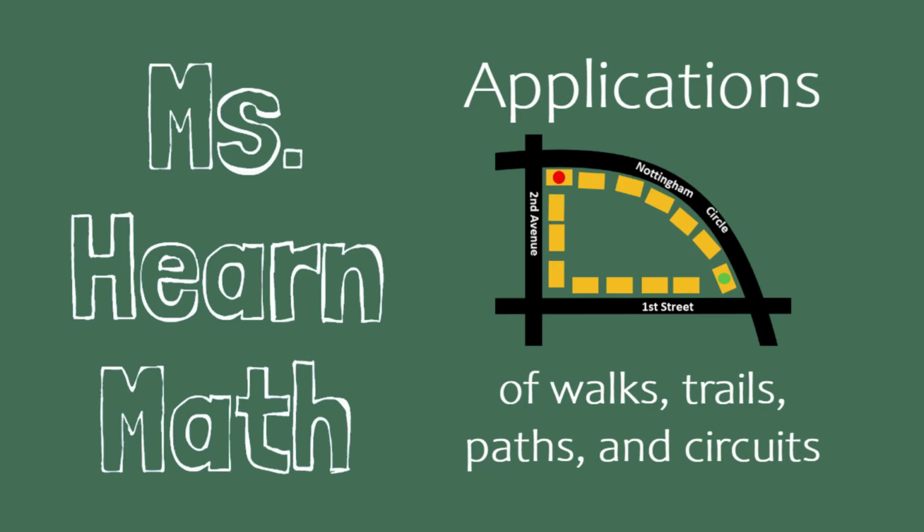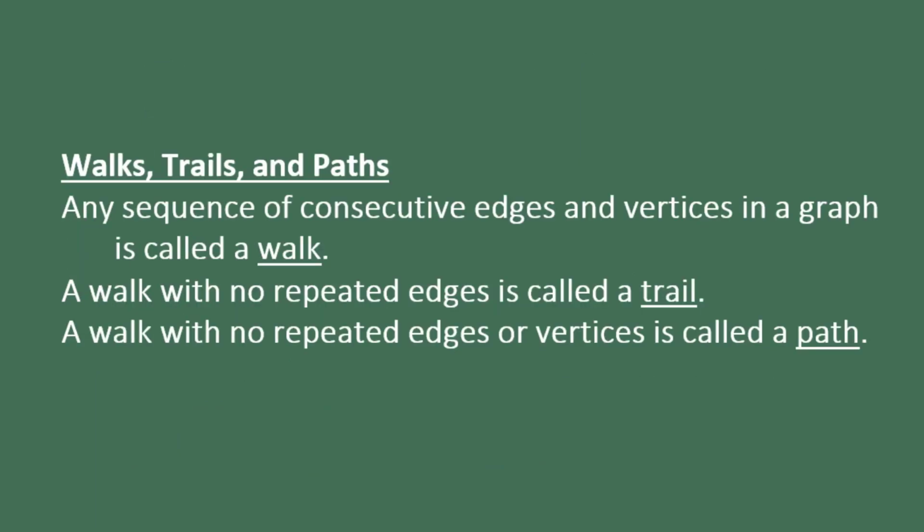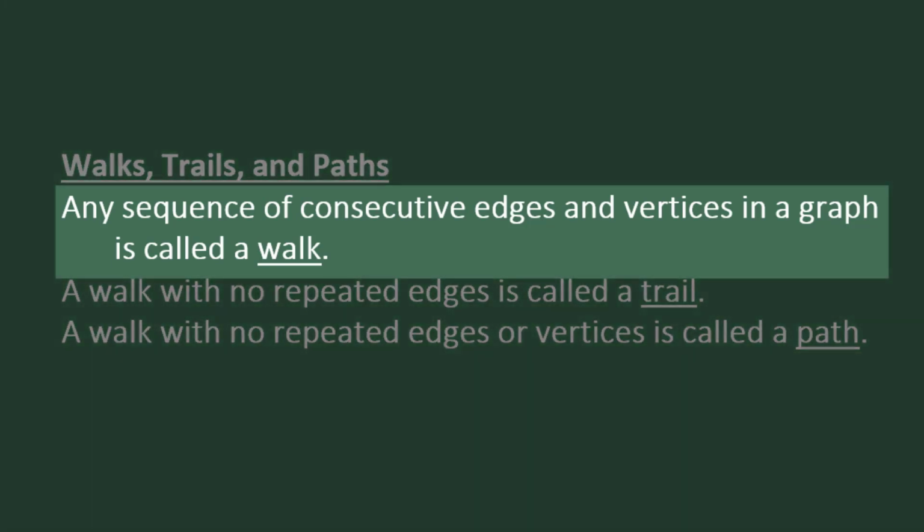In this video, we're going to talk about applications of walks, paths, trails, and circuits. So let's take a minute to recall the definitions of walks, trails, and paths. They are related to each other. A walk is any sequence of consecutive edges and vertices in a graph. Basically, you can go anywhere you want in the graph as long as you don't fall off the edge.